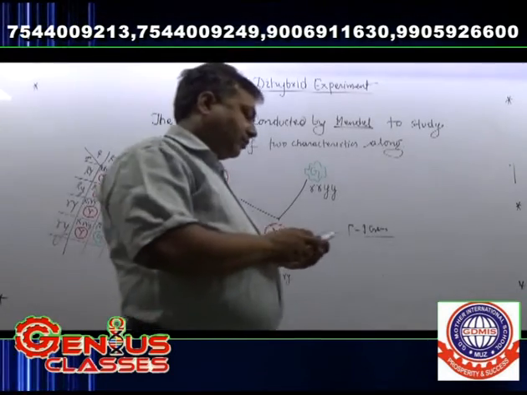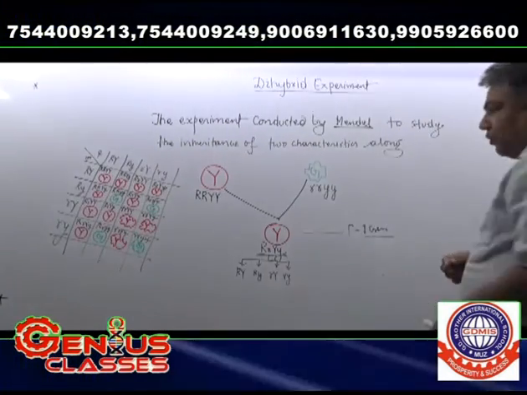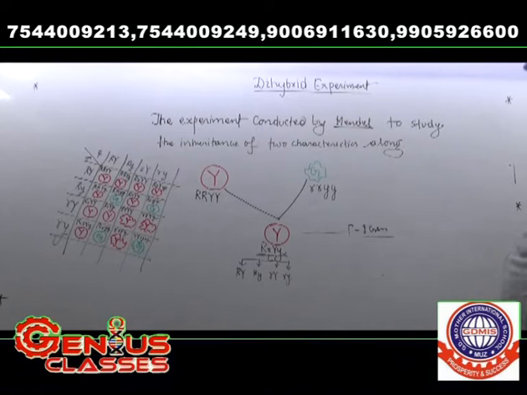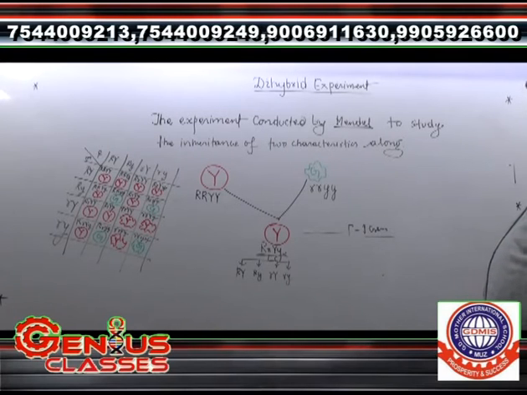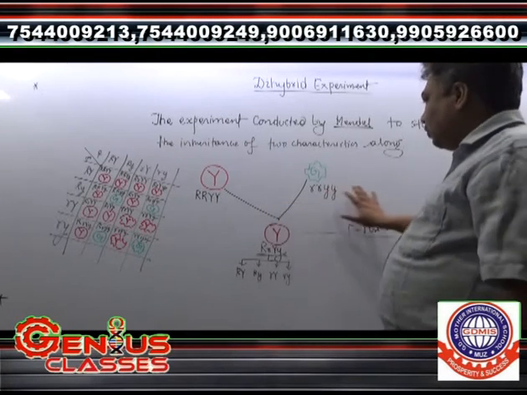So what do we find in F2 generation? We just shift it little more this side.